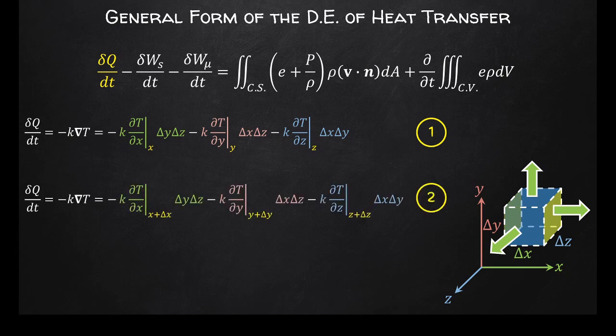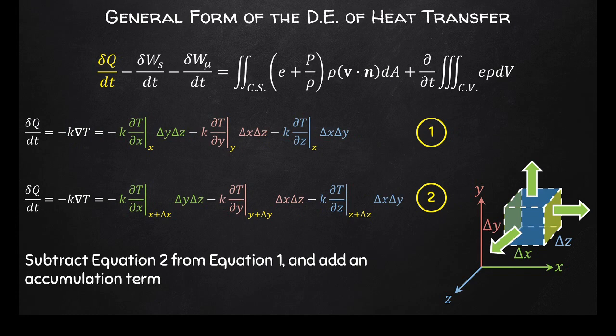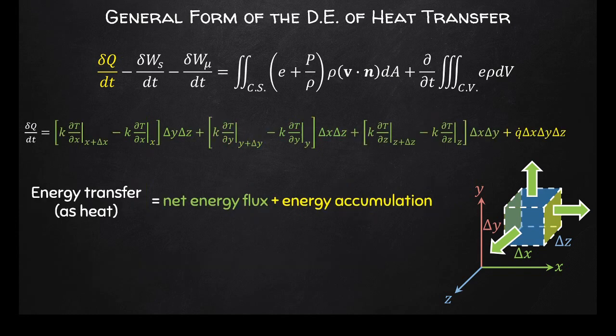Now consider heat flow out of this element, specifically at positions x plus delta x, y plus delta y, and z plus delta z. We obtain the following relationship, and it is similar to the first equation. Next, let's subtract equation 2 from equation 1 and add an accumulation term as well. And in doing so, we obtain the following expression for heat flux through our control element.